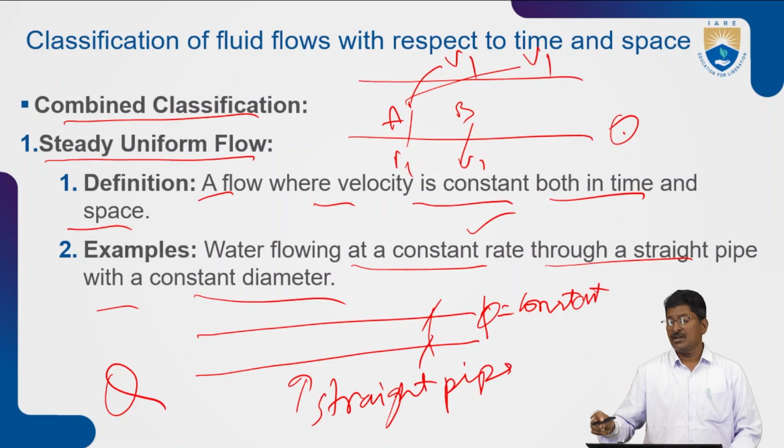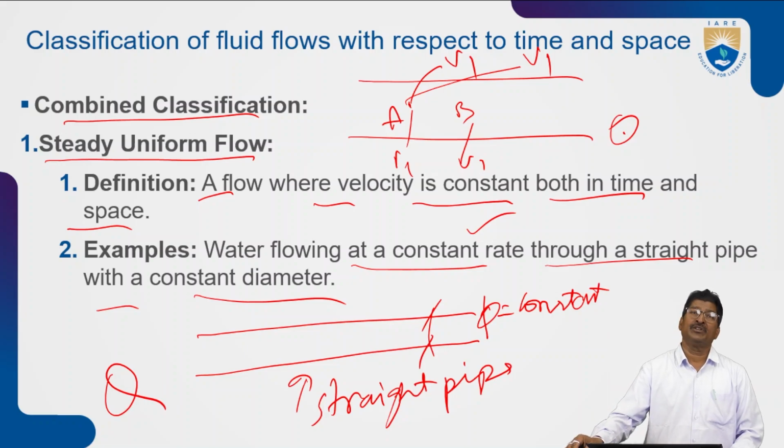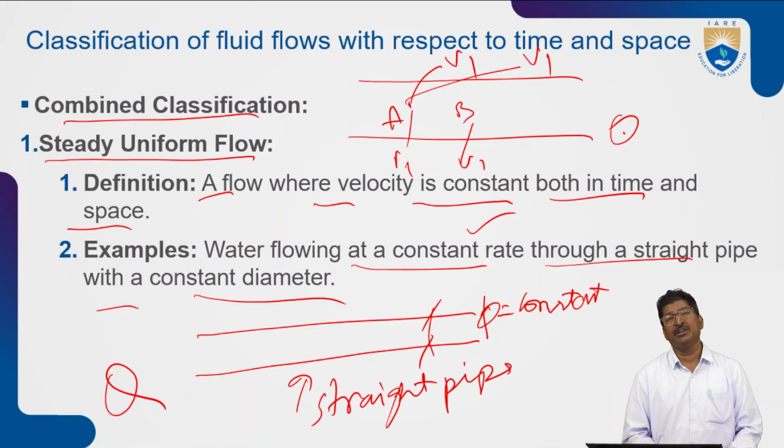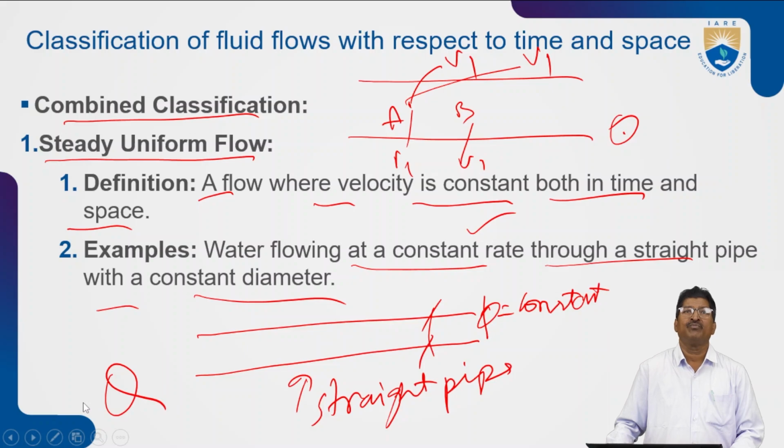So that means if you measure at any time, the velocity will be same. If you measure anywhere, velocity is same. That means with respect to time or with respect to space, velocity is not changing. Then that is steady uniform flow.